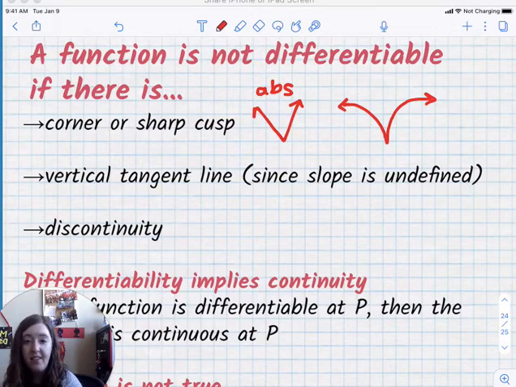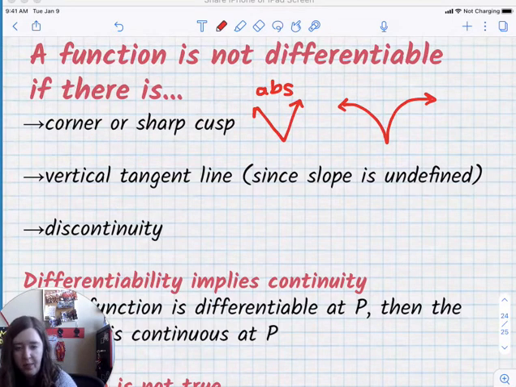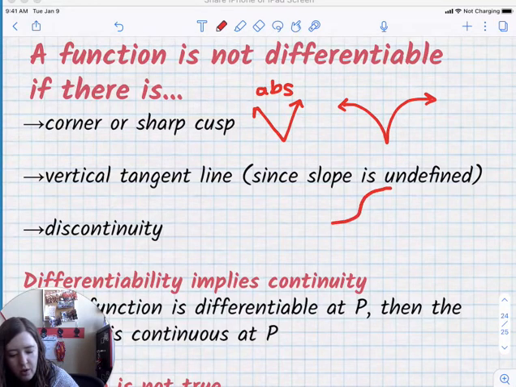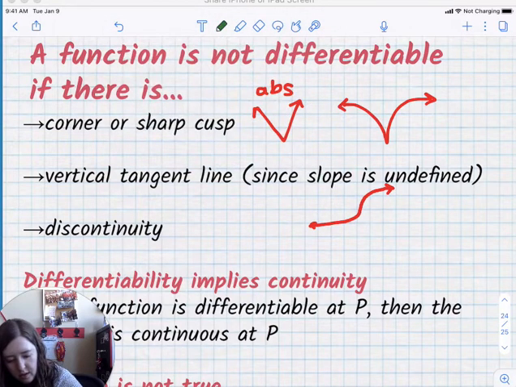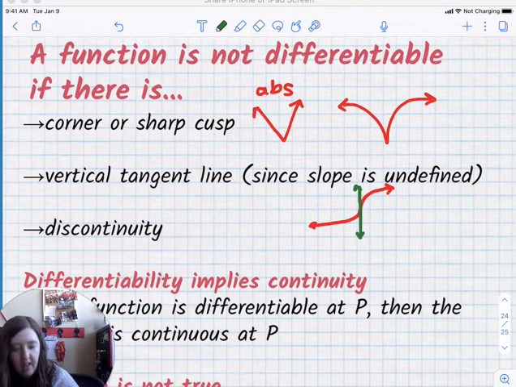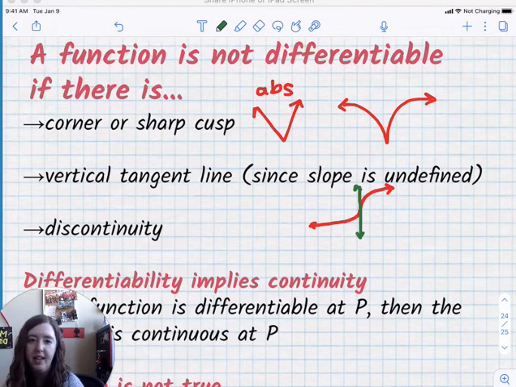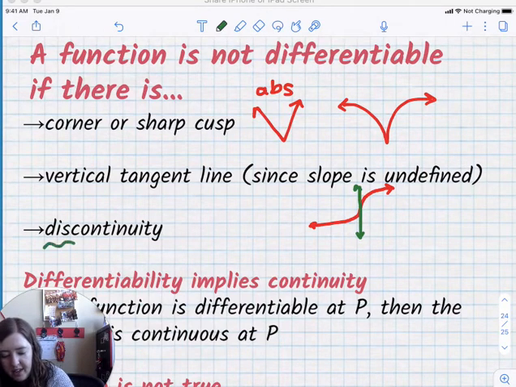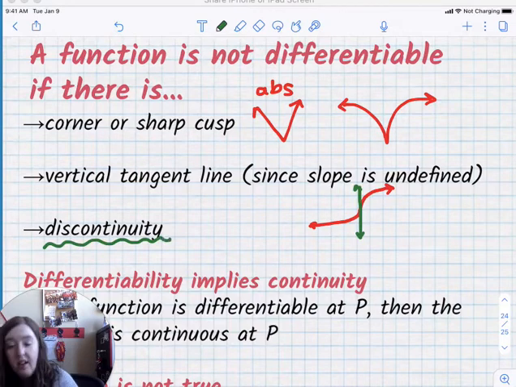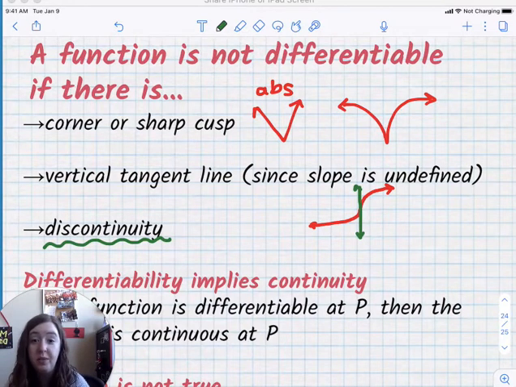You might have a vertical tangent line somewhere. A lot of times this happens when we're looking at root functions. Sometimes if we want to draw a tangent line in there, it would have to be a straight up vertical line. And so vertical lines, their slope is undefined. Also, if there's any discontinuity, your function will not be differentiable at that point.